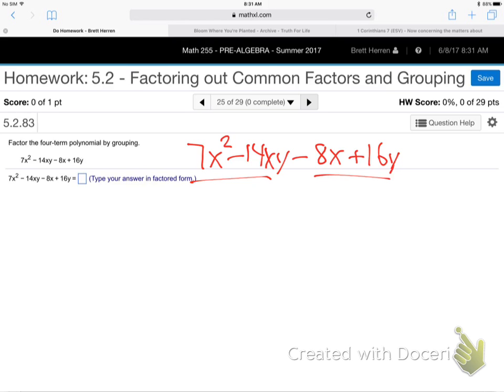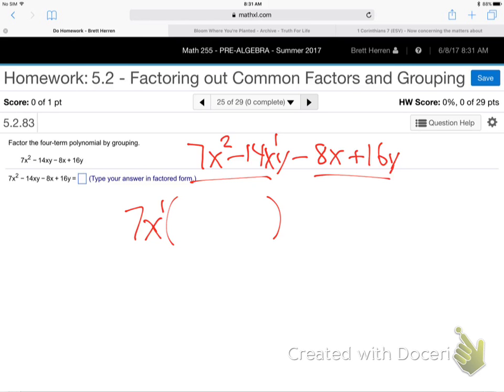What do the first two have in common? What goes into 7 and 14? 7. And what about letters? Do they both have any letters in common? Take the lower power, right? x squared and x to the 1, take out the x to the 1 on the first two. We good so far? Take 7x to the 1 out of those first two.